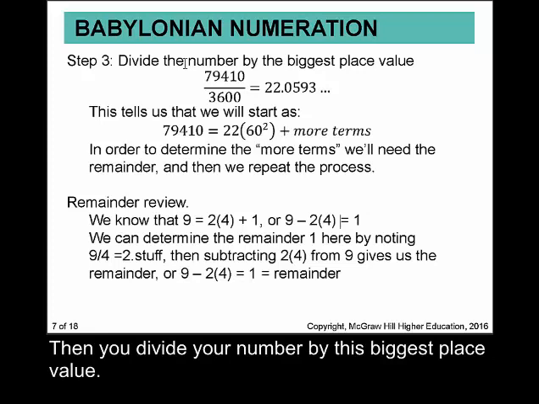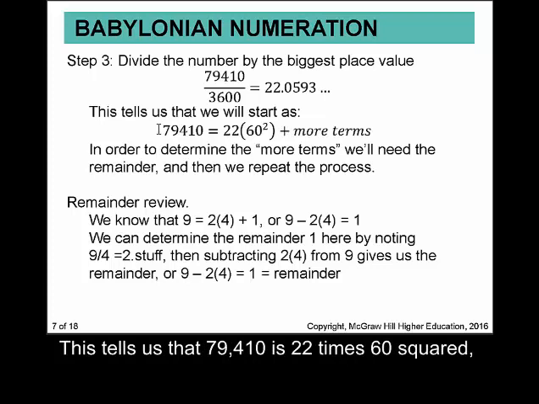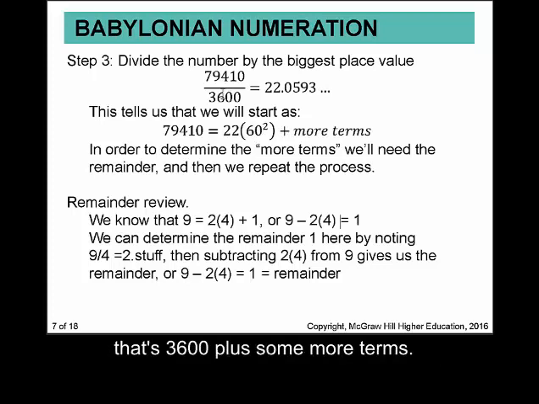Then you divide your number by this biggest place value. When you divide your number 79,410 by 3,600, you get 22 and some decimal that it turns out we don't care about. This tells us that 79,410 is 22 times 60 squared, that's 3,600, plus some more terms. And in order to determine the more terms, we need to get the remainder, and then we will repeat the process.